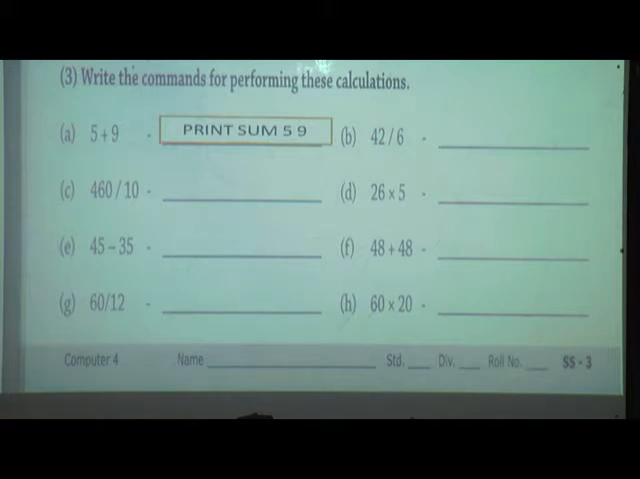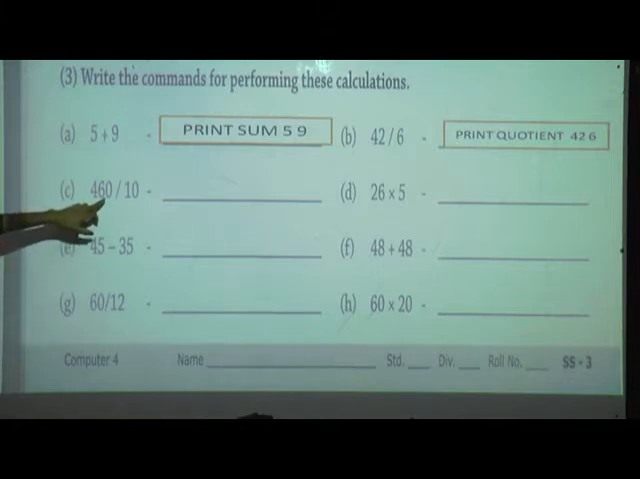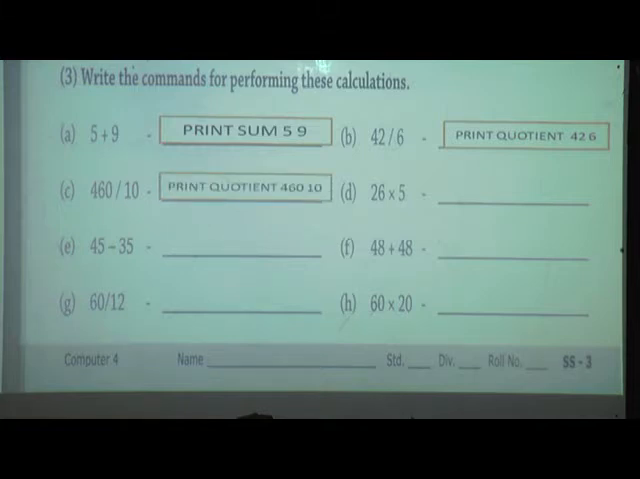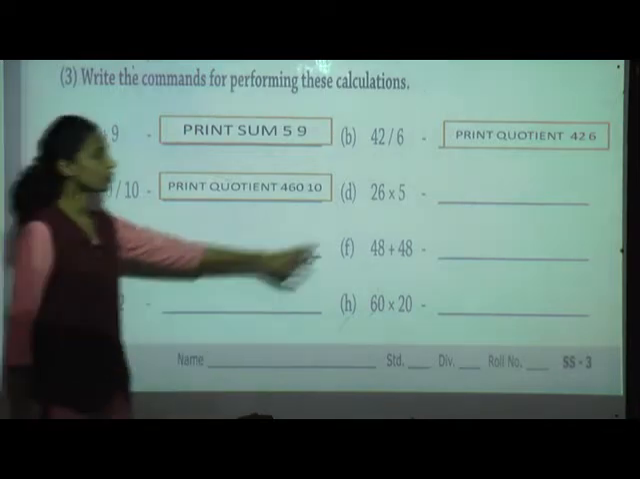Now B1, 42 divided by 6. Which command do we pass to Logo for doing this division? Yes, quotient. Then what command will it be here? Print quotient 42 6. It is only 2 numbers, so directly we can pass them. Now the next one is also division. Which command will we use in Logo? Quotient. Print quotient 460 10.